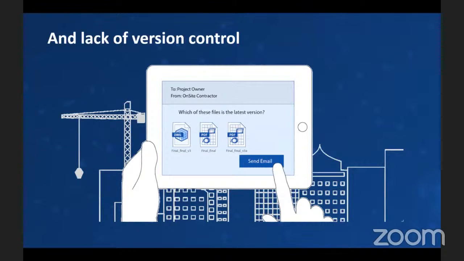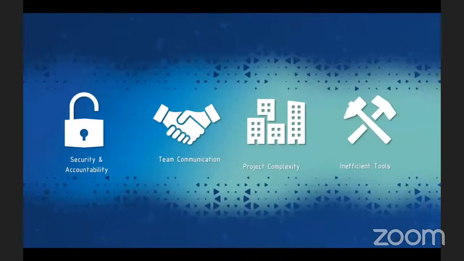And now, there are so many problems, especially on job sites, such as cost overruns, delays, and rework that occur because project team members do not have access to the most current sets of documents. As a reminder, the challenges are security and accountability, team communication, project complexity, and inefficient tools. So for now, let's take a look at how BIM 360 handles these challenges and concerns.